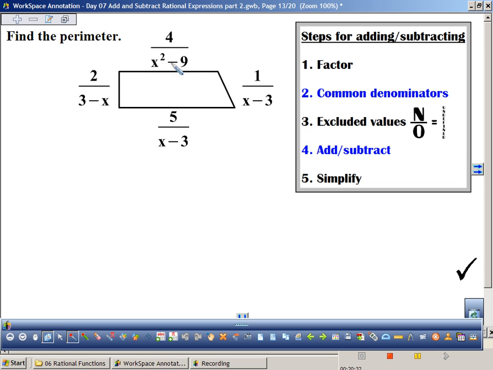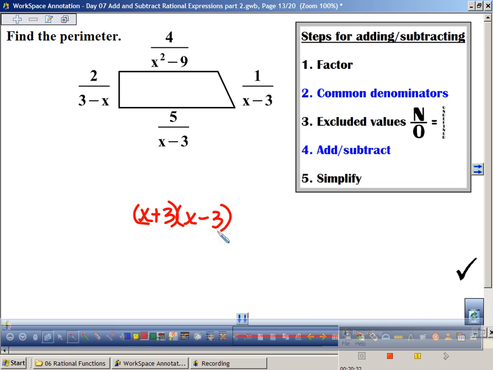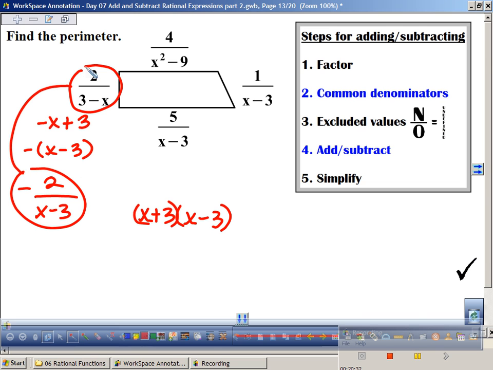This one should really be x plus 3, x minus 3. This one sort of looks like this one, but it doesn't. If I change the order of them, it looks like this. So I'm going to take a negative out. Double check that I'm right. Negative times x is negative x. Negative times negative 3 is positive 3. So this is correct. So I could have changed this right here to negative 2 over x minus 3. That would be equivalent to this.